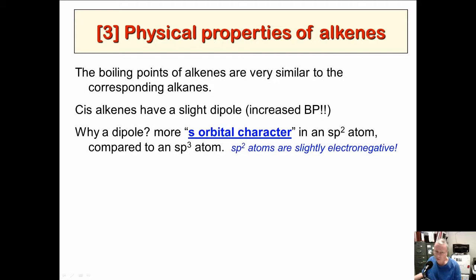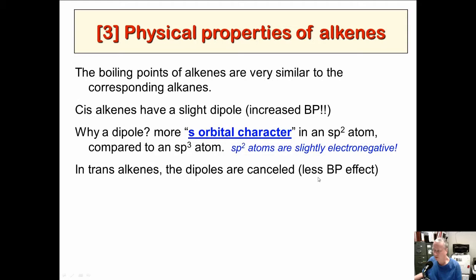So why is there the dipole? Because there's more s orbital character in an sp3 hybridized atom compared to sp2, all right? The sp2 atoms are slightly electronegative, and they cause a slight dipole. So in trans, the dipoles are canceled, and there's less of a boiling point effect. This just shows it really easily.